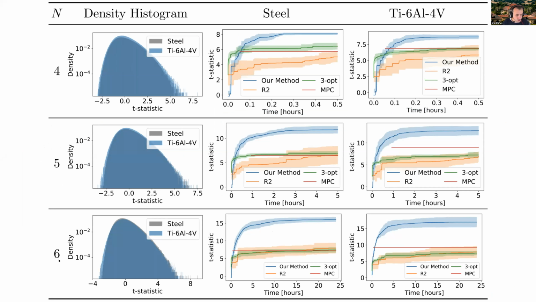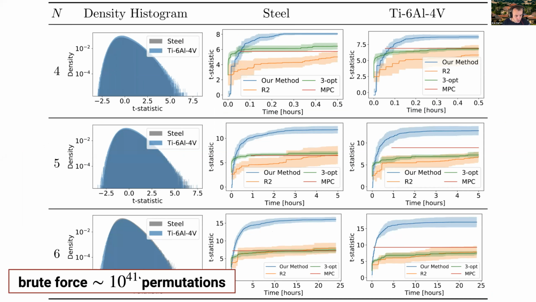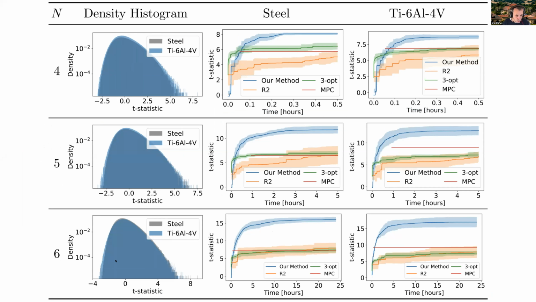For example, 6x6, that's 36. So the enumeration is actually 36 factorial, and that's 10 to the 41 permutations. So here you cannot enumerate all possible paths, so we don't know what the exact solution is. And these distributions here on the left are sort of approximate. We just did a random sampling to get these distributions, but it's obviously incomplete.